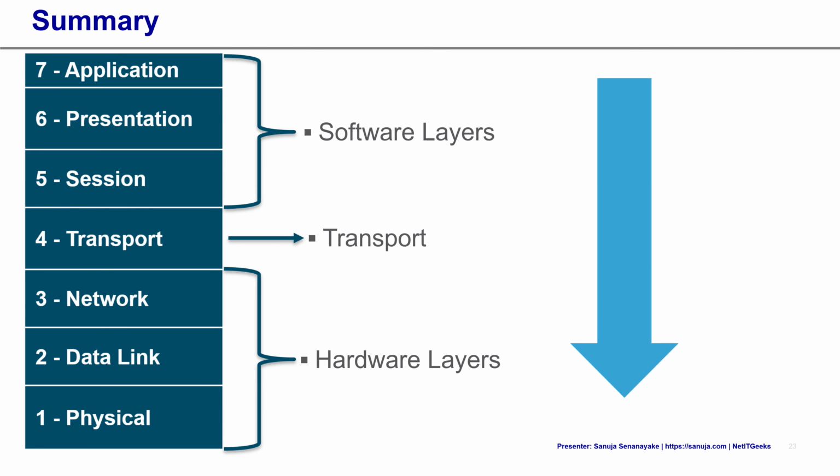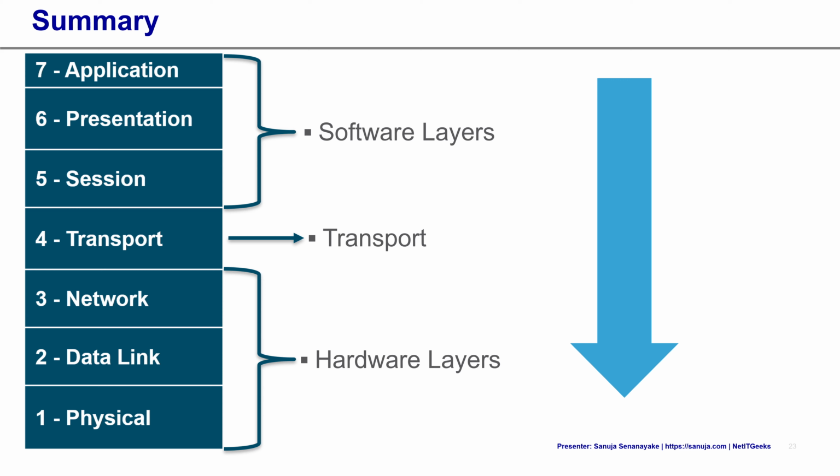Finally, here's a summary of the overall picture of the OSI model that we discussed today. The bottom layers, which include the physical layer, data link layer, and the network layer, are associated with what we call the hardware layers, as I described in my previous slides.